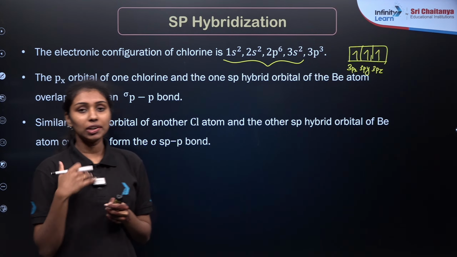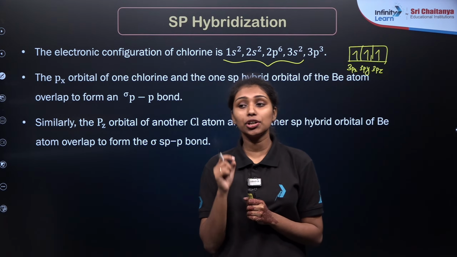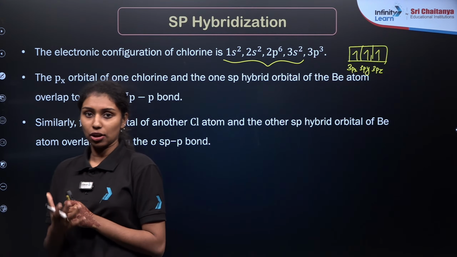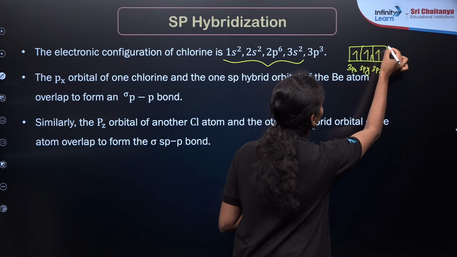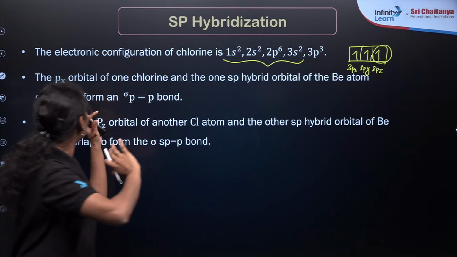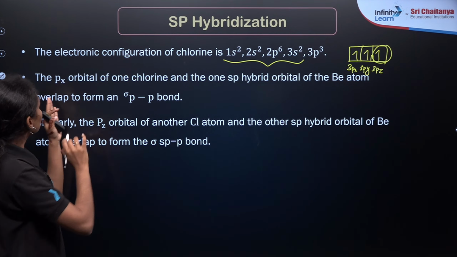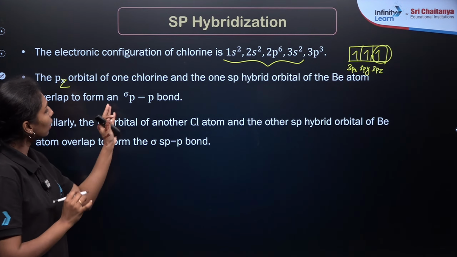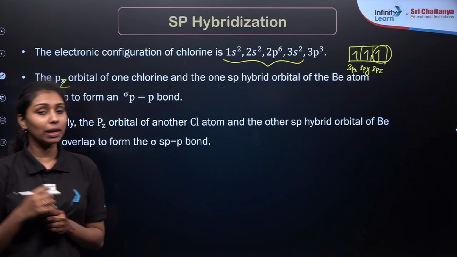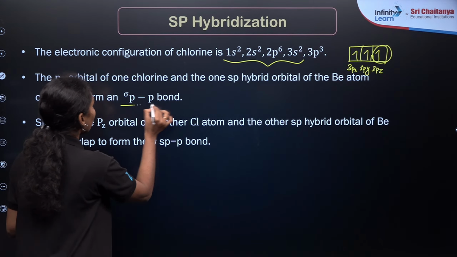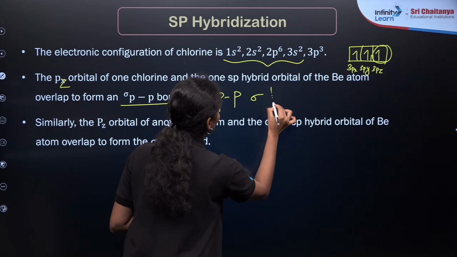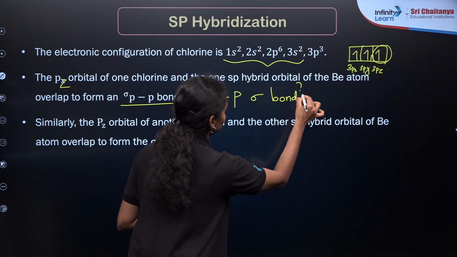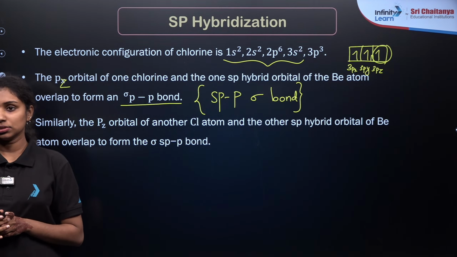As we already know, whenever we discuss hybridization, we need to focus on the valence shell of the particular element. So here the valence shell is 3pz. The pz orbital of one chlorine atom and one sp hybridized orbital of the beryllium atom will undergo sigma overlap, known as the sp-p sigma bond. I hope you understand the case of sp hybridization.